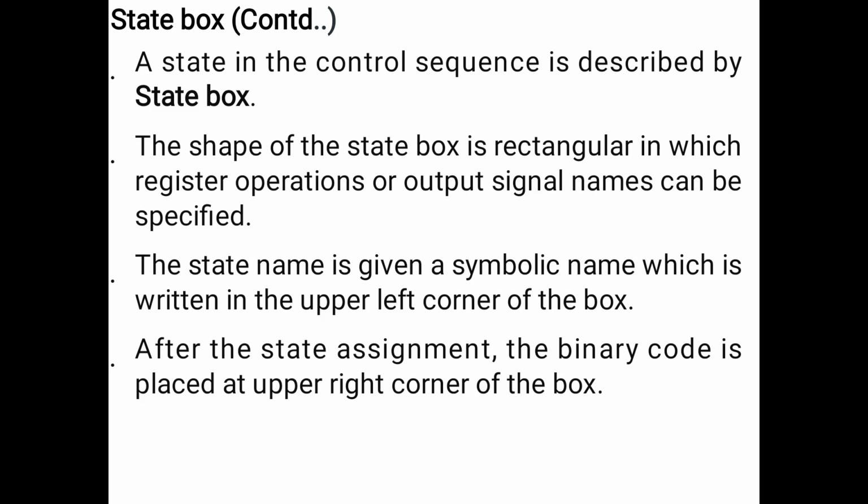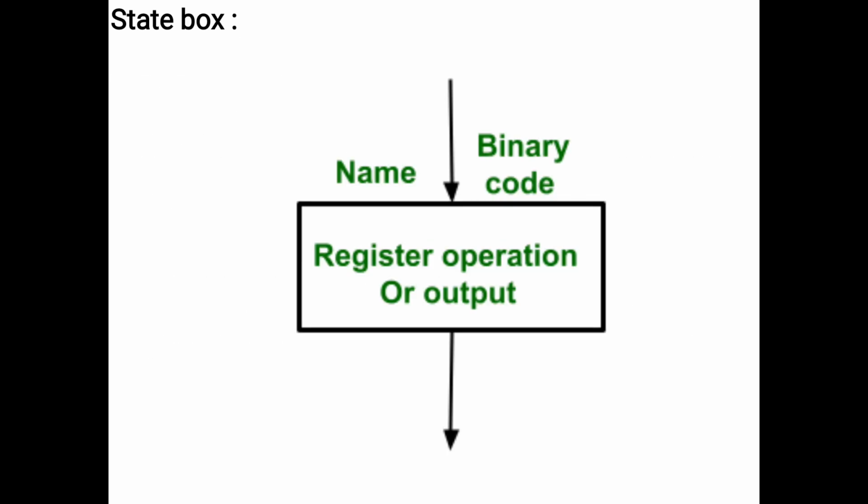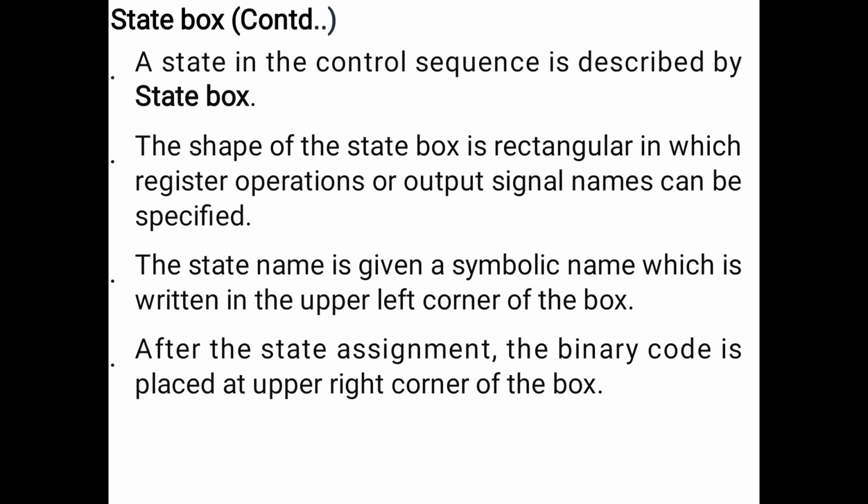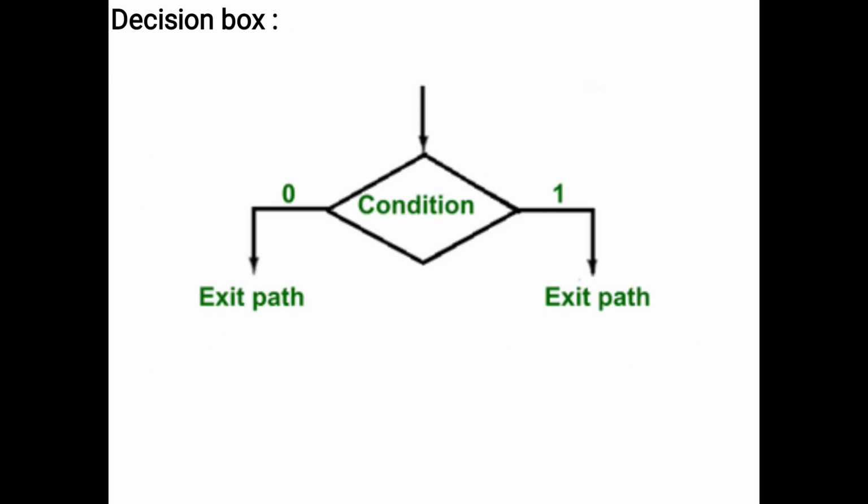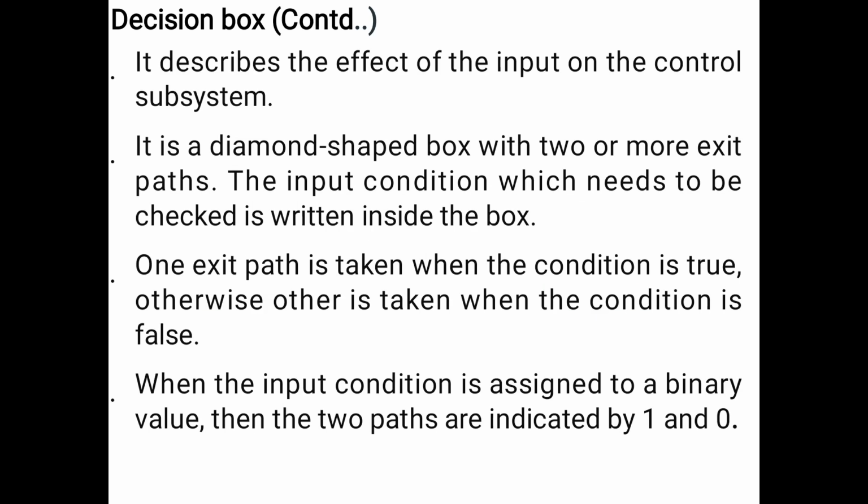The state name is given as a symbolic name, which is written on the upper left corner of the box. After the state assignment, the binary code is placed at the upper right corner of the state box, as mentioned in the diagram. The next is the decision box, which involves a condition. So it describes the effect of the input on the control subsystem. It is a diamond shaped box with two or more exit paths. The input condition which needs to be checked is written inside the box.